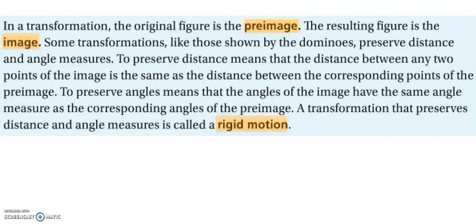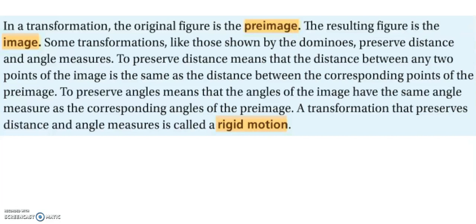In a transformation, the original figure is known as the preimage. The resulting figure is the image. So the first figure is the preimage. You then do the transformation, and you get the image. Some transformations, like the dominoes, preserve both distance and angle measures.